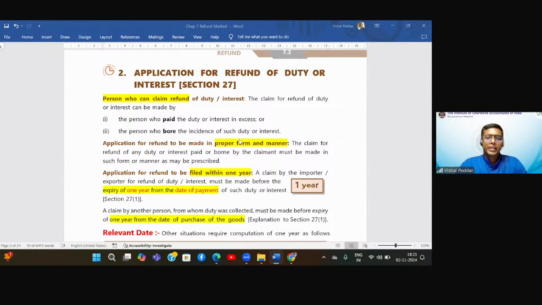So as I just explained, we have three sections to understand, out of which we are starting with the first section. That is, we are going to the application or the procedure part first. Section 27, what does it say? It says, person who can claim refund of duty or of interest. So this is interesting that even where you have wrongly paid interest. Now, why will this happen?